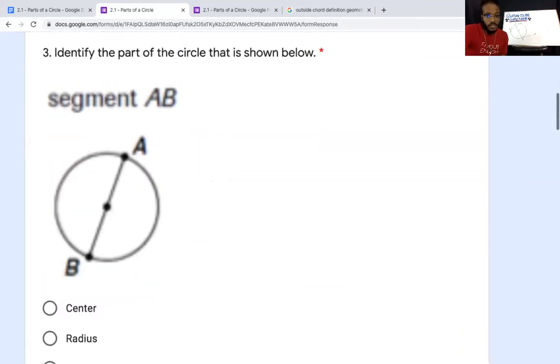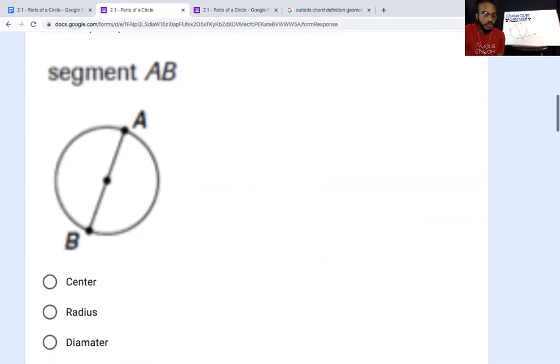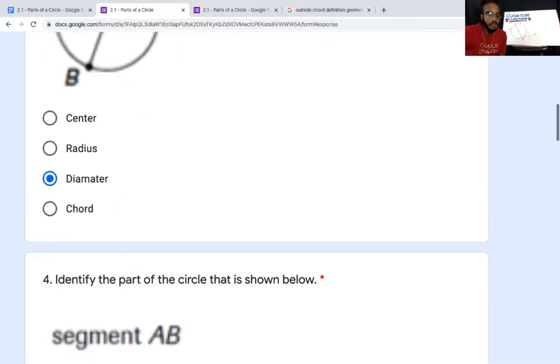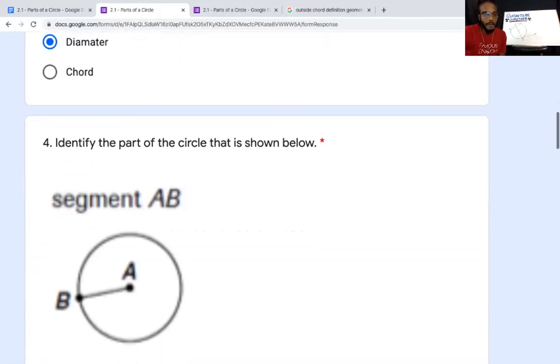Identify the part of the circle that is shown below. We have segment A and B. Be careful to make sure that you're noticing that this is going through the circle. Like in that last question, the difference between the chord and the diameter is that we can tell that this is going through the center because of this circle right here in the middle that tells us that this is point A to point B going through the middle. This is how we know that we have a diameter. Make sure that you're not making the mistake of confusing diameter and radius.